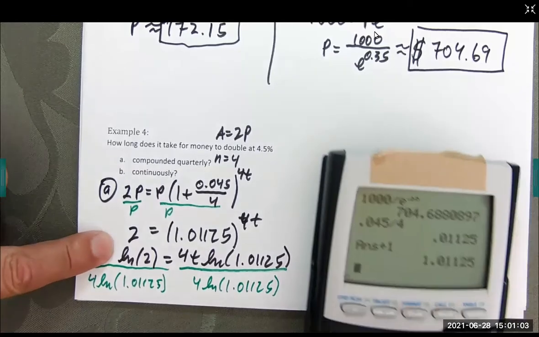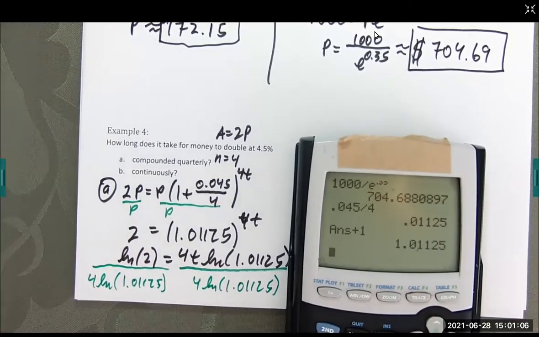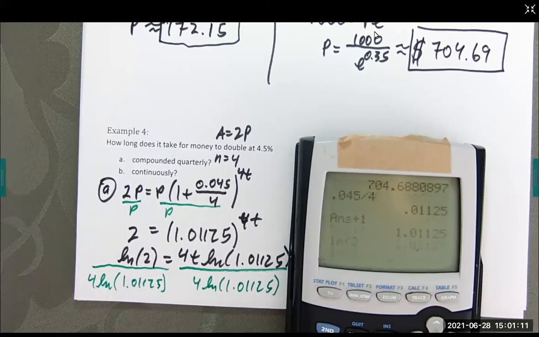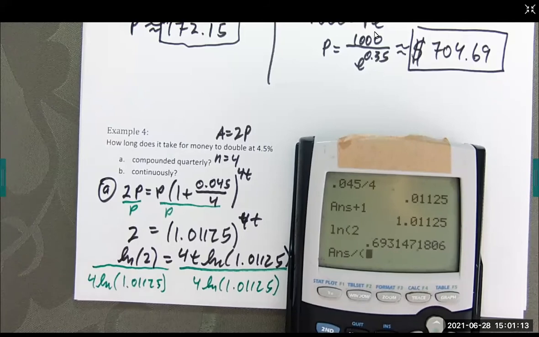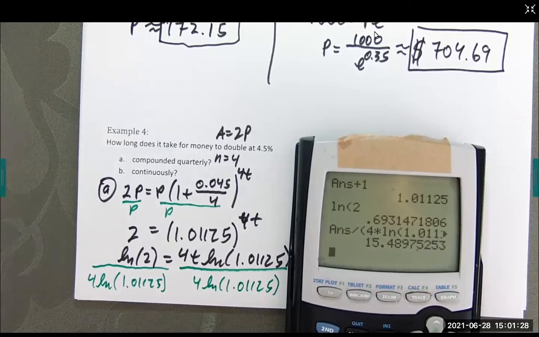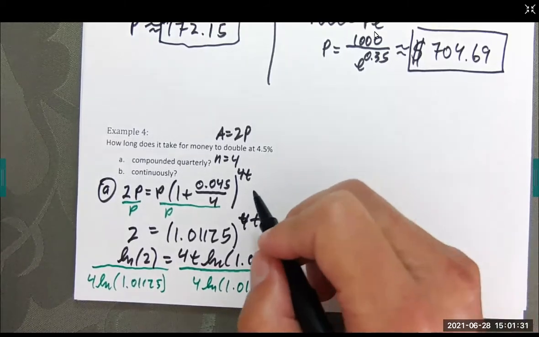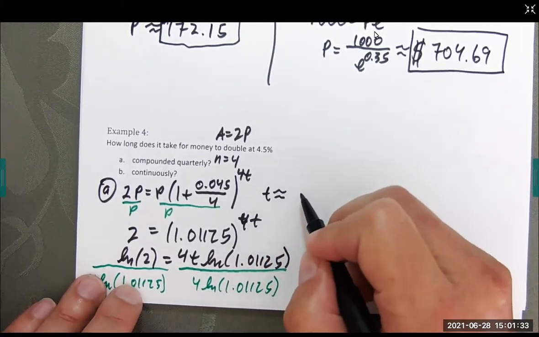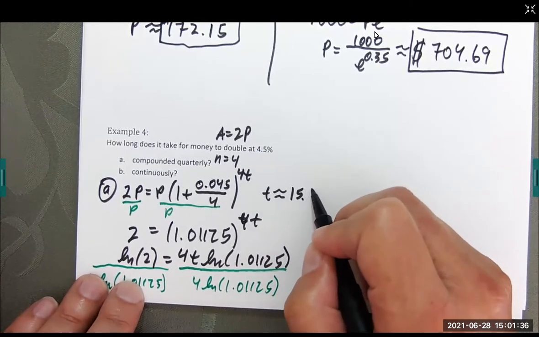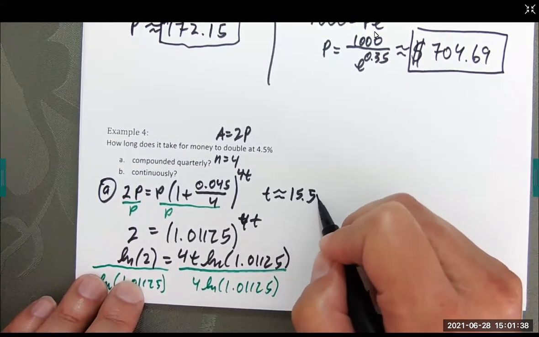So let's be real careful with this. ln of 2, do that, divided by, now I'm going to put all this in parentheses because I have a couple things down here. So this is going to be 4 times the natural log of 1.01125, giving us about 15 and a half years. So t is about 15.5 years.